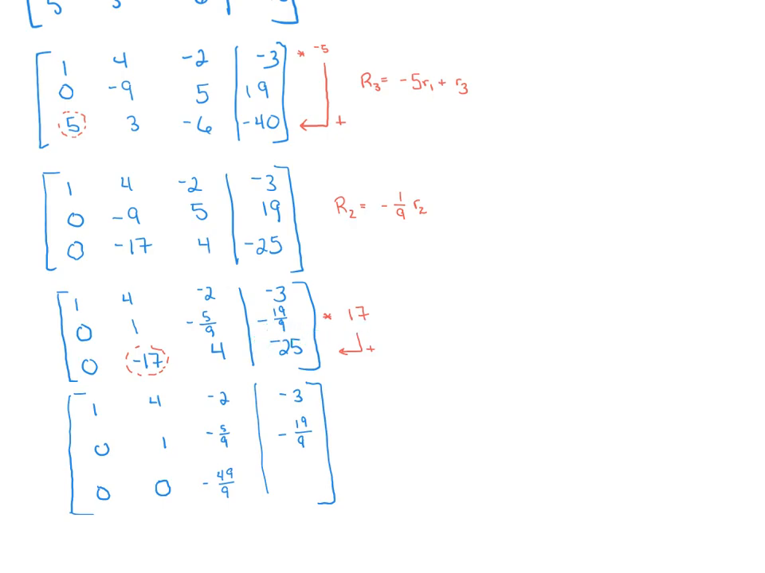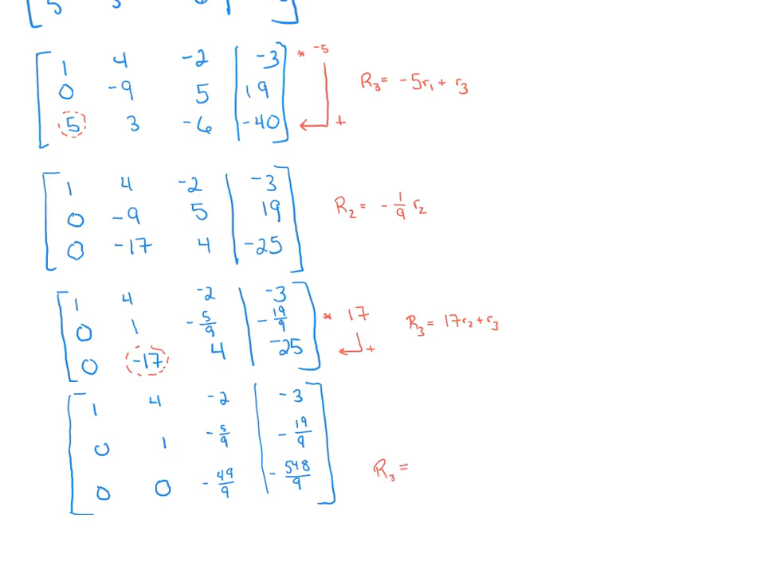-19/9 times 17 is -323/9 plus -25 is going to be -548 over 9. So this was obtained by taking row 3 and replacing it with 17 times row 2 plus row 3.